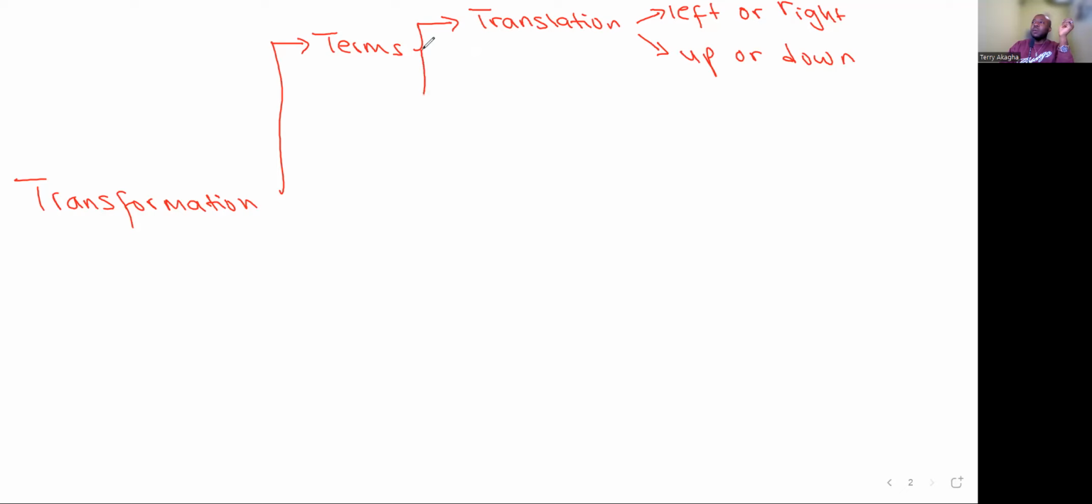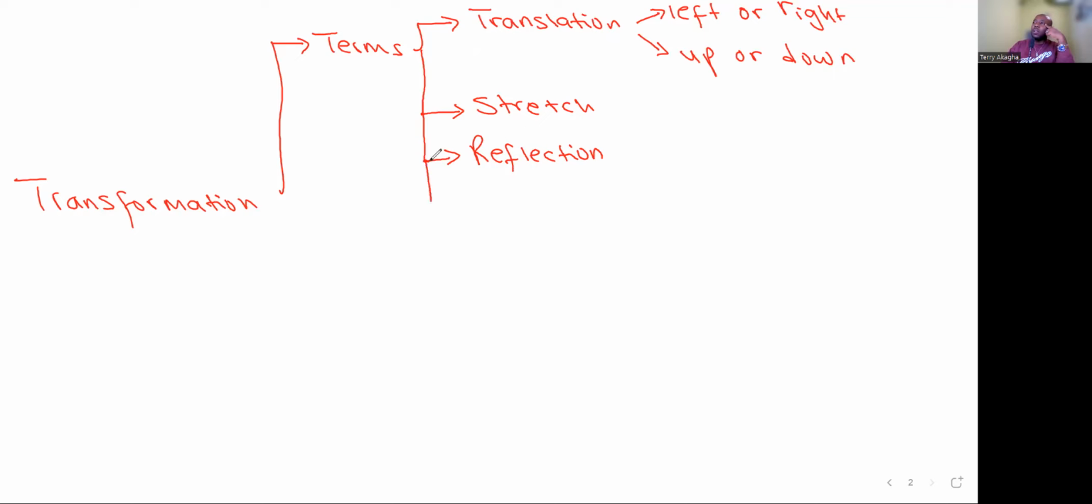The next part is that we're going to talk about stretching. What does it mean to stretch a graph? So we're going to talk about stretching in the y direction, or stretching along the x direction. So we're going to talk about different types of stretching. Then also we're going to talk about reflection, in the y direction about the x-axis, or in the x direction about the y-axis. So I'm going to introduce you to the concept of translation, stretching, and reflection.